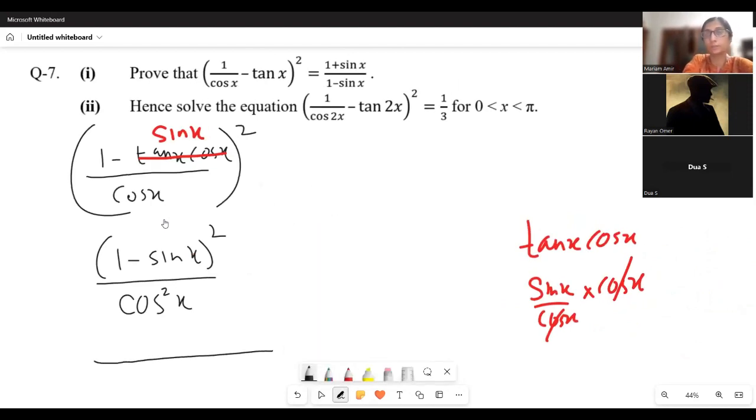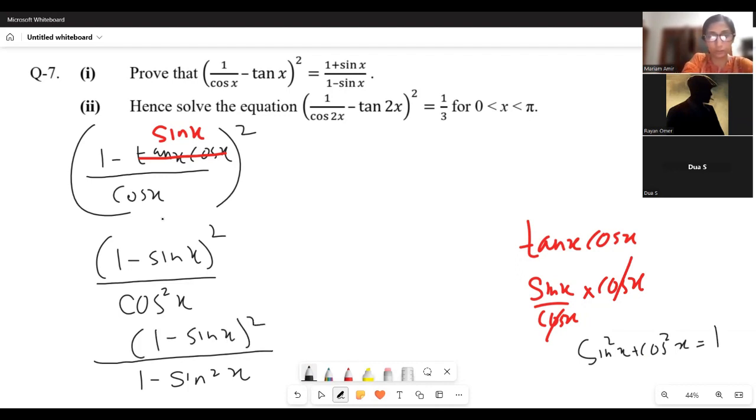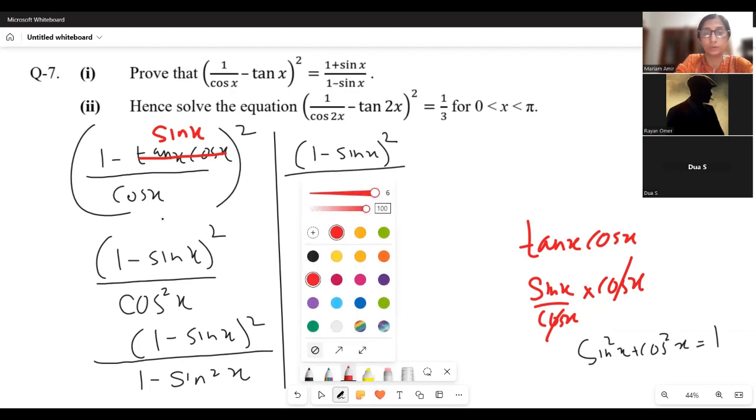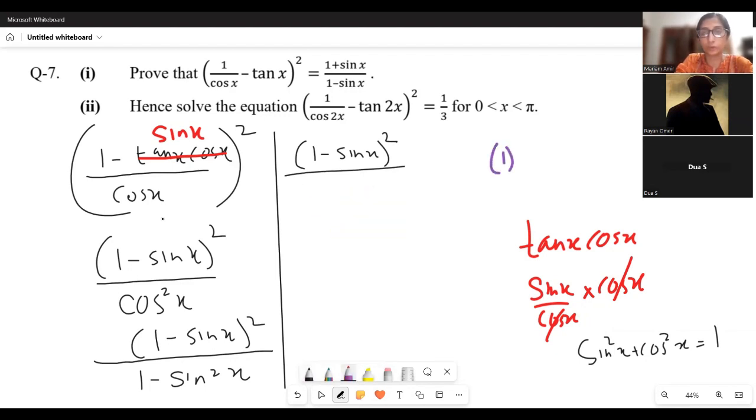Cos square x would become 1 minus sine square x, right? From the identity, sine square x plus cos square x equals 1. Okay, and the numerator is still 1 minus sine x whole square. Instead of expanding the numerator, what I'll do is keep it the same, and I'm going to apply a square minus b square in the denominator, because the denominator is actually 1 square minus sine x whole square.